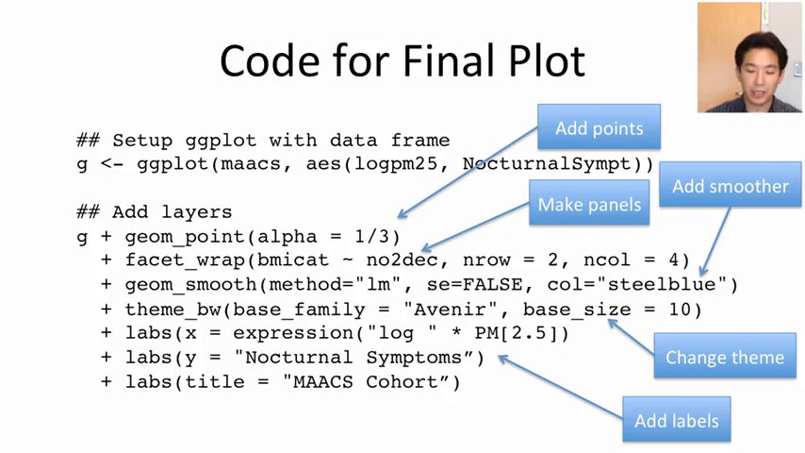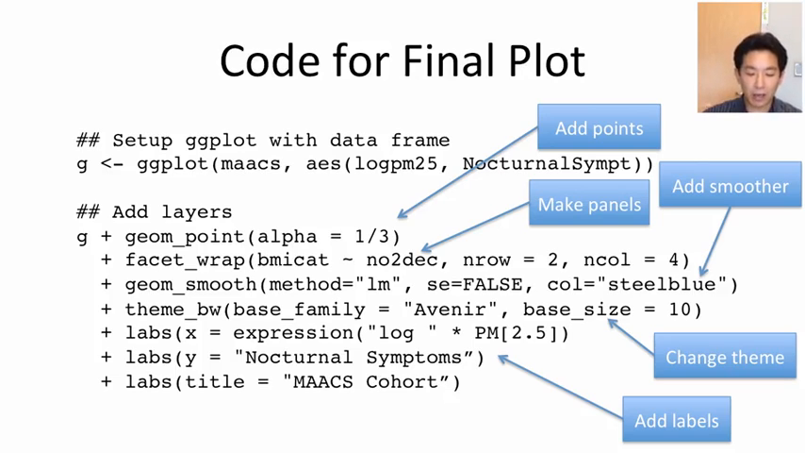I changed the theme to be this black and white theme, and then I modified the font to be Avenir instead of the default. And I've also made the font a little bit smaller to be 10 points instead of the default 12. And then finally, I've called the labs function 3 different times to change the labels: the X label, the Y label, and the title of the plot.